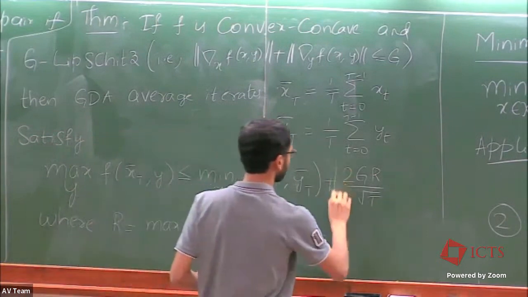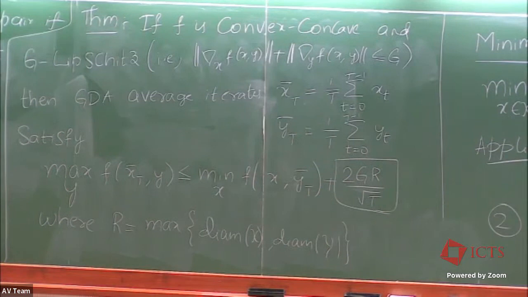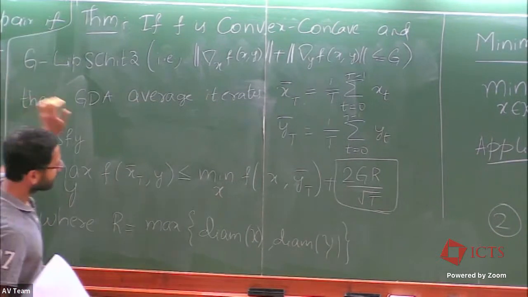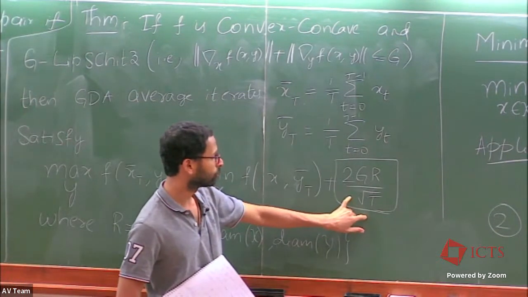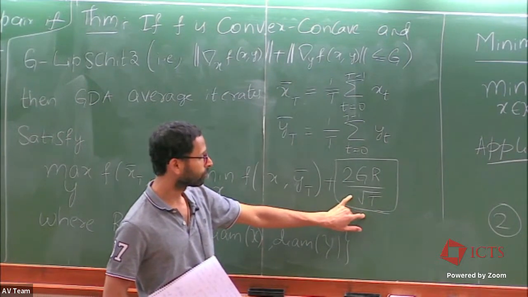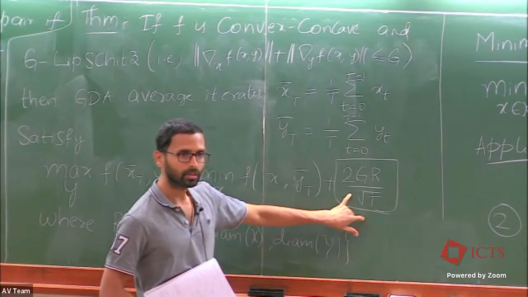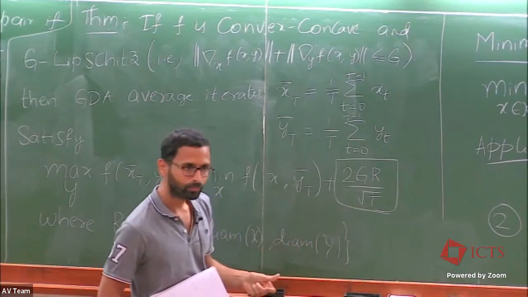This is the important term, which says that X bar T, Y bar T is an epsilon approximate primal dual pair, where epsilon can be bounded by this 2GR over square root T. As T goes to infinity, this goes to 0, and this gives us the precise quantitative rate of convergence of gradient descent ascent in terms of finding these saddle points.